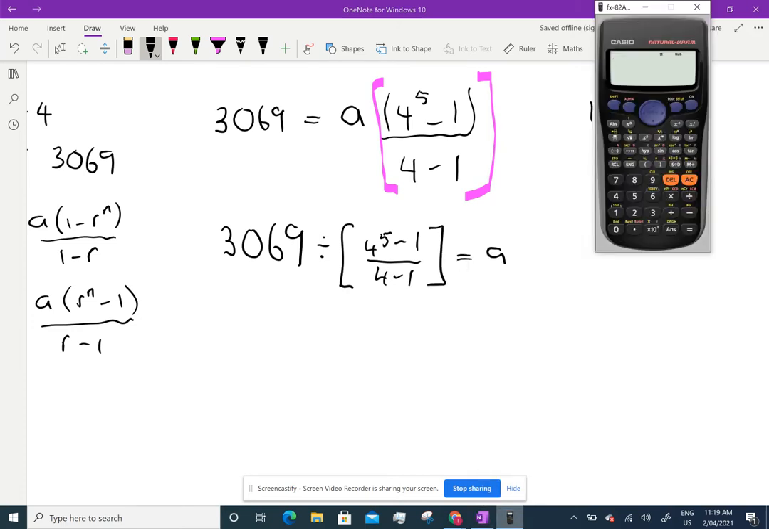So we'll pull our calculator out and we'll go 3069 divided by, let's have some parentheses here and let's put it in as a fraction. 4 to the power of 5 minus 1, let's go downstairs over 4 minus 1. Those are brackets. We get 9, and that's the answer.